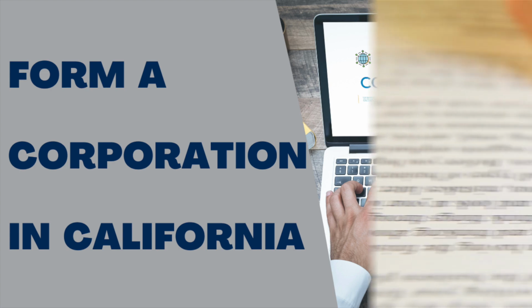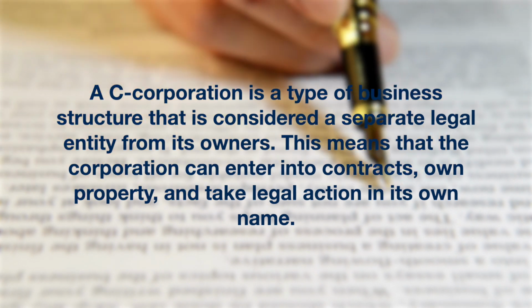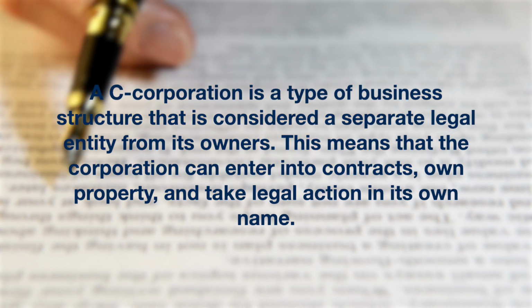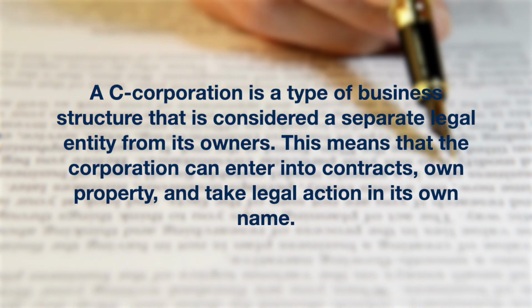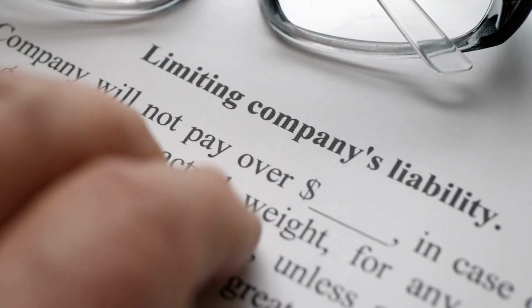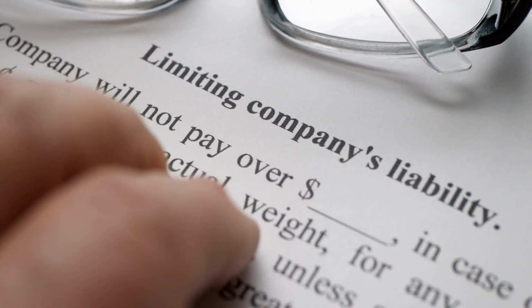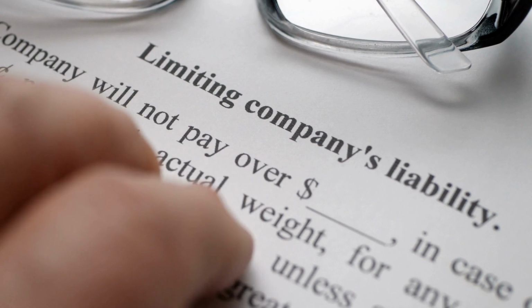So let's get started. A C corporation is a type of business structure that is considered a separate legal entity from its owners. This means that the corporation can enter into contracts, own property, and take legal action in its own name. Some advantages of forming a C corporation are limited liability protection for owners who are called shareholders and are generally not personally liable for the corporation's debts or legal liabilities.